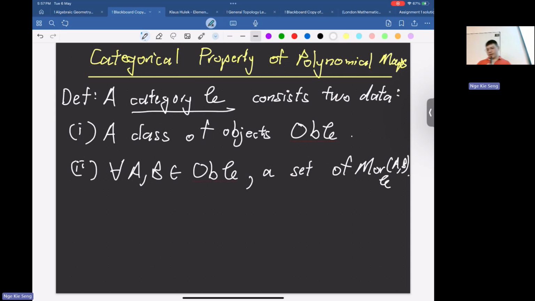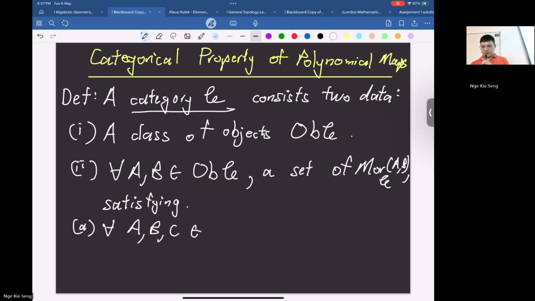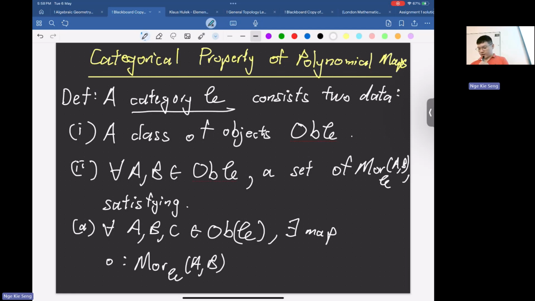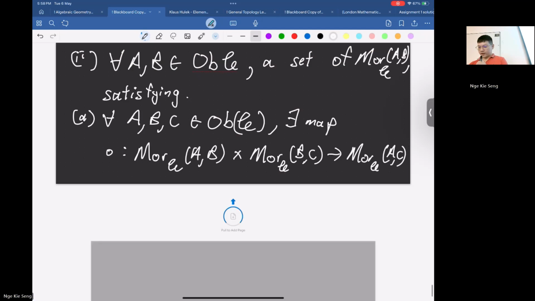Okay, so there's something that needs to be satisfied by this morphism, satisfying the following property here. First property: for every A, B, C object of your category, there's a composition map from Morph(A,B) cross Morph(B,C) to Morph of, what do you think? A, C. Good.